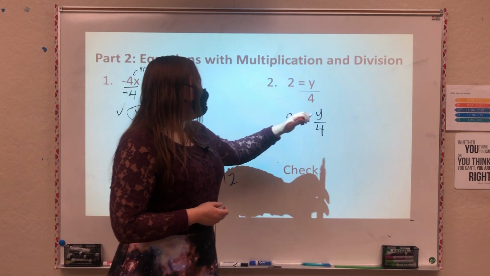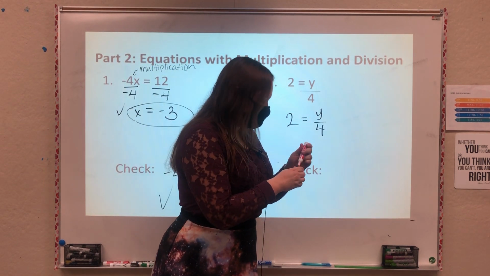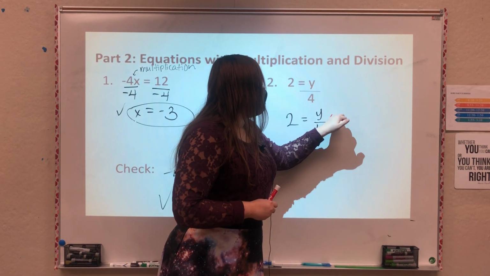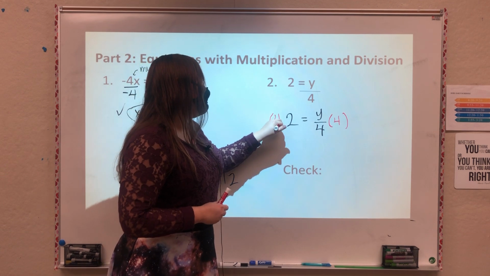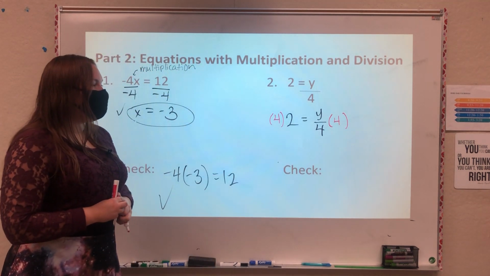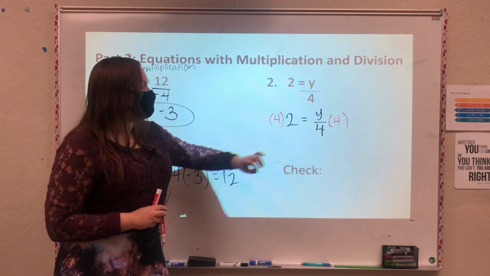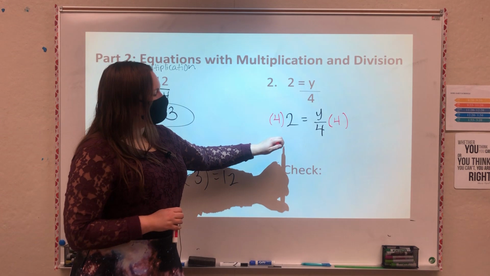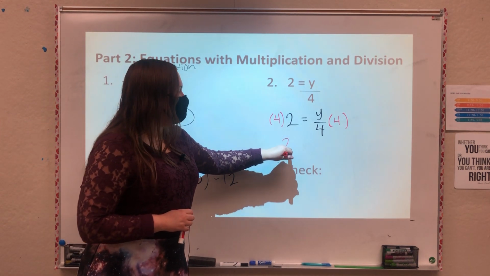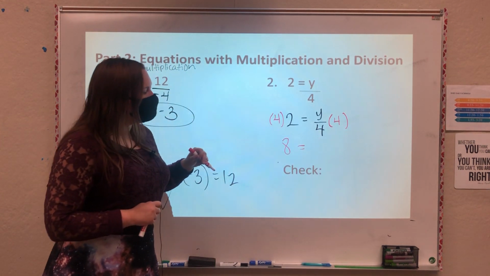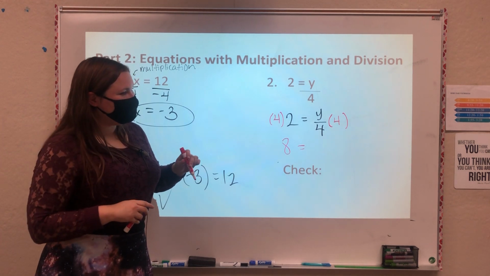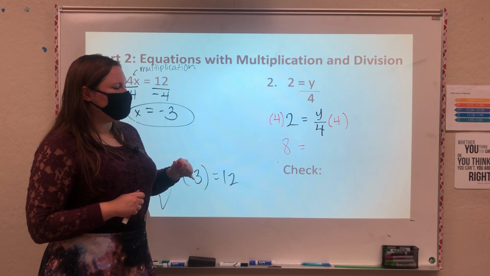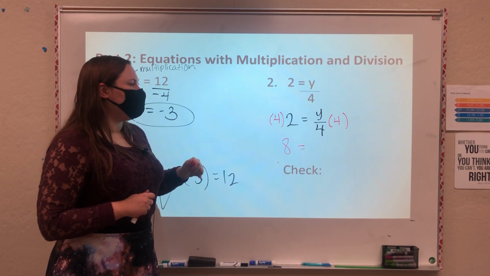So I'm going to come in and say we want to multiply both sides by 4. When I do that, what do I get on this left side here? That's 2. Yep. What about this right side here? 16. Tell me how you're getting 16. 4 times 4.